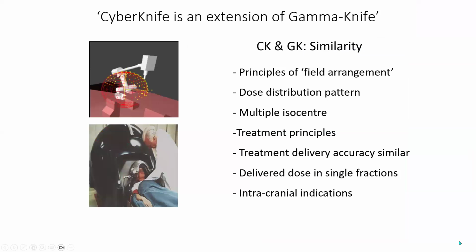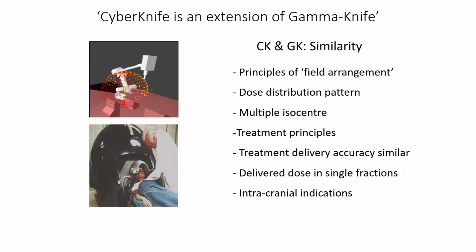So now gamma knife and cyber knife. This should be treated with gamma knife. This treated with cyber knife. And I know that the students are very much confused whether we should treat with gamma knife or cyber knife. Now, gamma knife and cyber knife actually are almost the same. The principles of beam arrangements are the same. Dose distribution parameters are the same. Multiple isocenters are there in gamma knife and cyber knife. Treatment delivery accuracies are the same. And both can treat single fractions and intracranial indications.